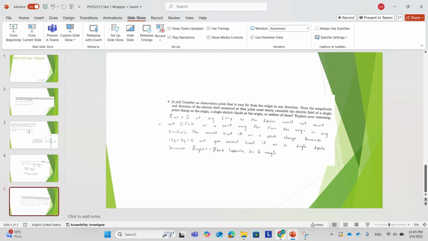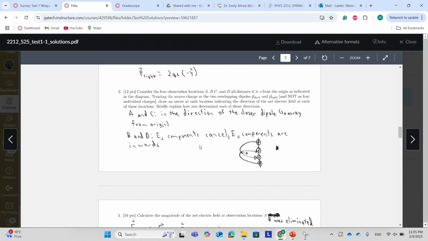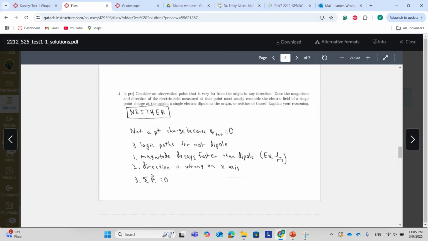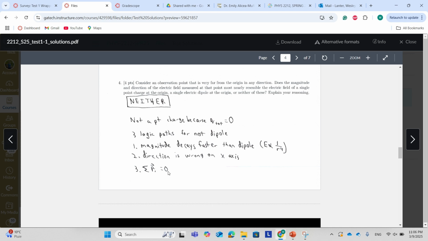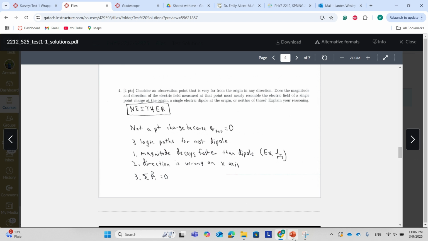But there were 3 possible solutions on the key that are relevant. The one that I relied on is that the sum of the dipole moments is equal to 0. So that's number 3. But the other logic paths you could take are that the magnitude decays faster than the dipole, and that the direction is wrong on the x-axis. So you could also approach it those ways and get it right. But from my perspective, I find that the sum of the dipole moments equaling 0 is the easiest way to know this if you know how dipoles work.